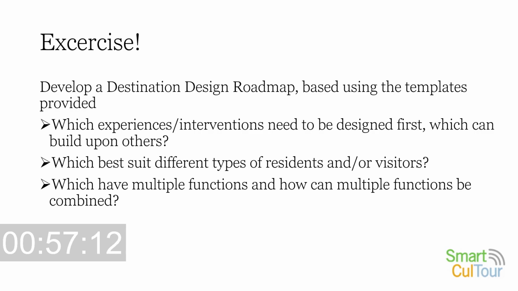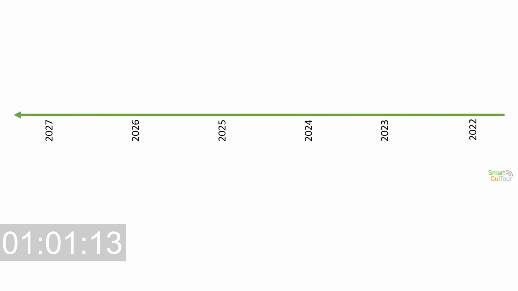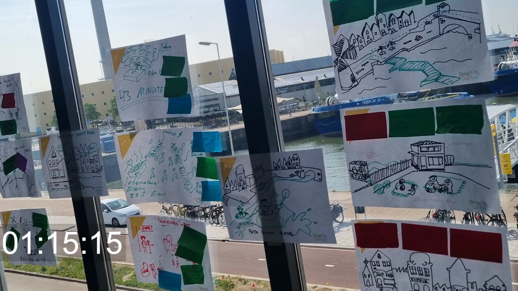To develop a destination design roadmap, we've included some templates which just follow several years. And the idea is, first you find some sort of a common goal where you want to work towards in 4, 5, 6 years time from now. And then you think, we have several experiences and interventions already. The idea is that you have certain interventions already that can be done. They can be designed afresh or they can be existing policy suggestions.